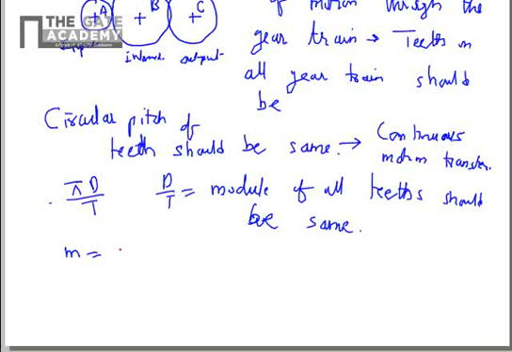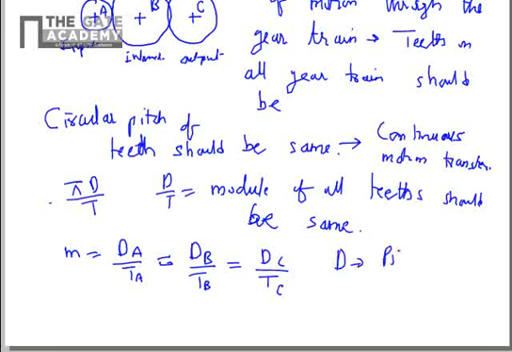So module, let's say for the gear A, will be dA divided by the number of teeth on A, which is equal to the diameter of B divided by the number of teeth of gear B, which is equal to the diameter of C divided by the number of teeth of gear C. So here D is the pitch circle diameter for each of A, B, C. So Di will be the pitch circle diameter for the i-th gear, and T is the number of teeth.